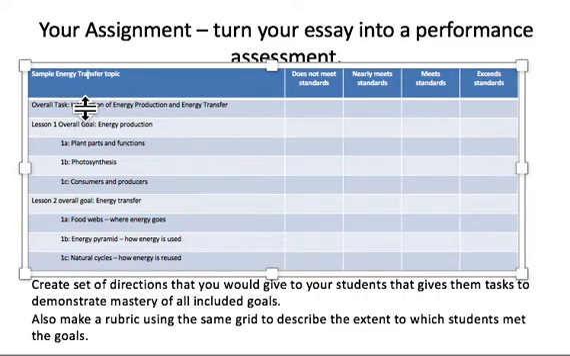Now this example is from a 2-lesson unit, very short one, on energy and ecosystems, but it gives the general idea, right? I have my main goal, I have a lesson 1 goal and lesson 1 sub-goals, I have a lesson 2 goal and lesson 2 sub-goals. What you need to do then is create a set of directions that would give your students the information that they would need to demonstrate the skills that you're shooting for.